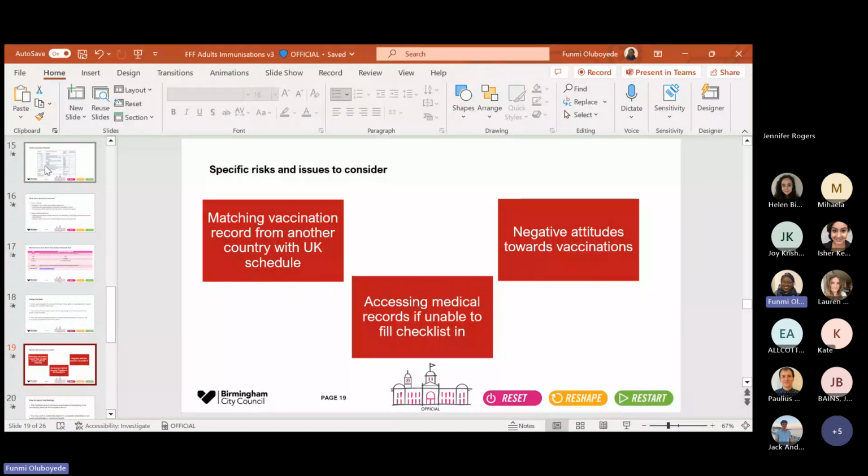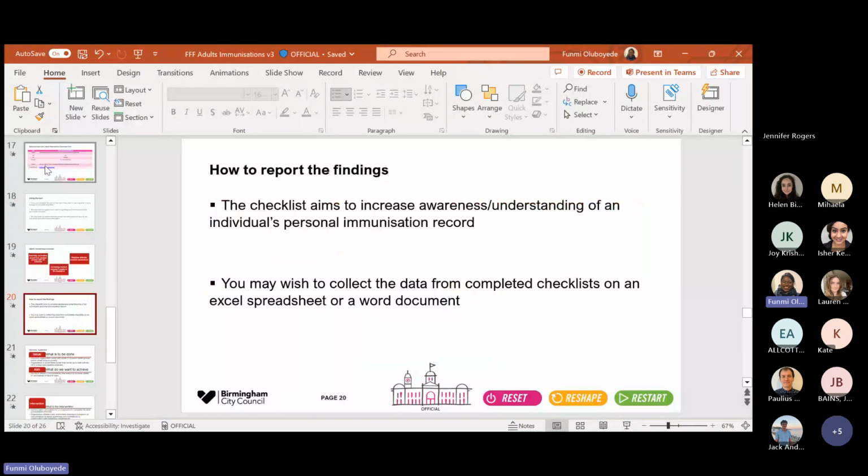Another risk or issue might be accessing medical records if unable to fill the checklist in. And finally, you might have negative attitudes towards vaccinations, but it's really important to be clear on what those attitudes or thoughts might be, as with the MMR example, so that we might be able to offer solutions that work for all. So how to report the findings. The checklist aims to increase awareness or understanding of an individual's personal immunisation record, and you may wish to collect the data from completed checklists on an Excel spreadsheet or Word document, or however works best for you.